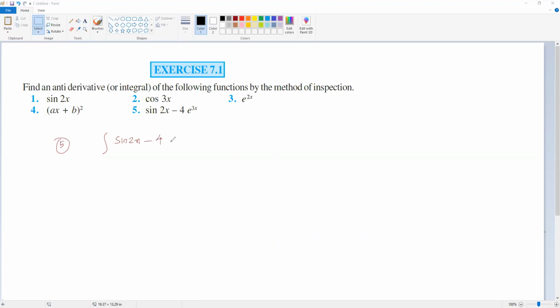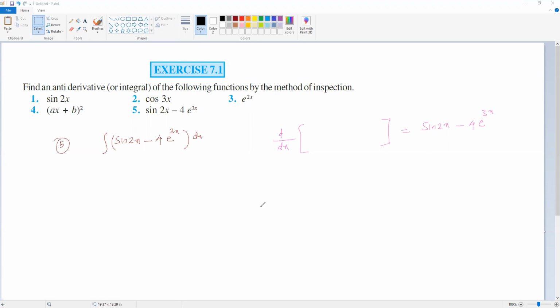So the fifth one, we should know the integral of sin 2x minus 4 e to the power 3x dx. That means we need to know the derivative of which function is equal to sin 2x minus 4 e to the power 3x. Now, we know the integral of a difference is the difference of the integrals. So the first term, the integral of sin 2x, should come from cos 2x.